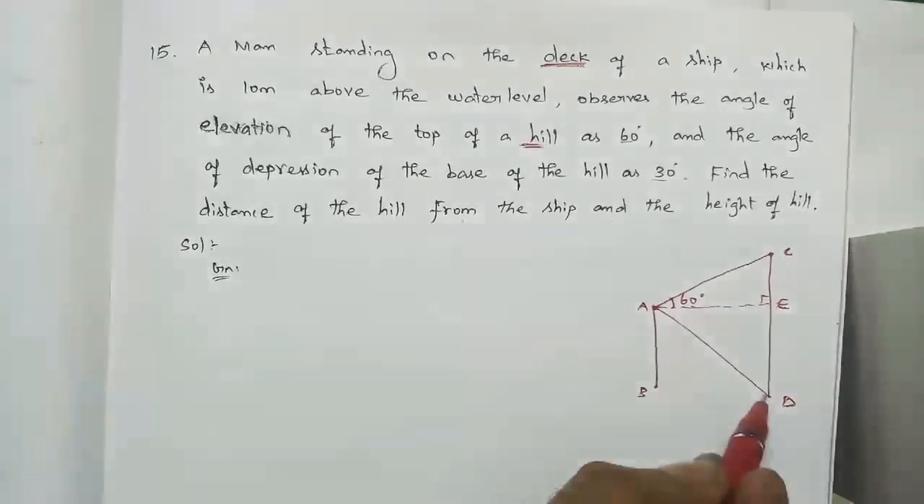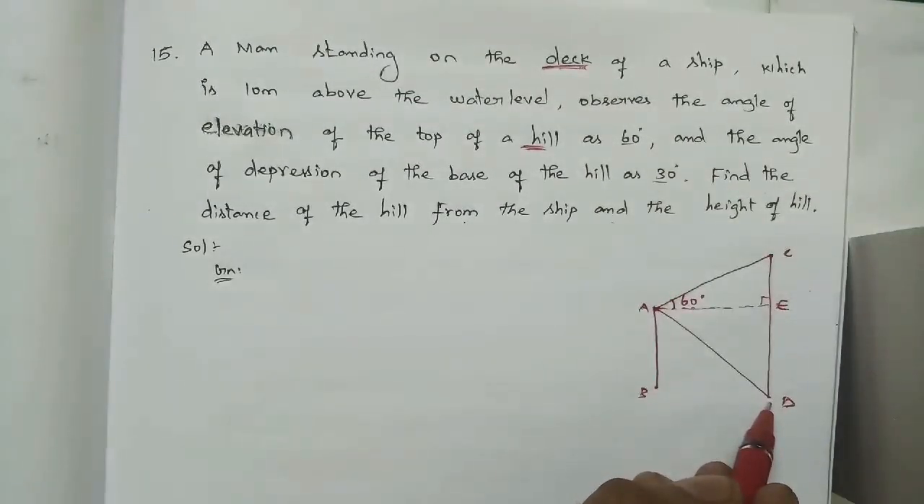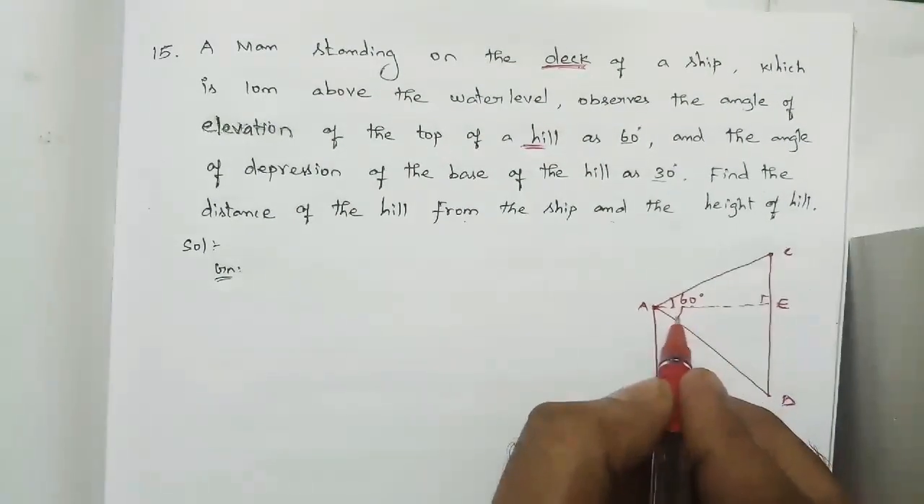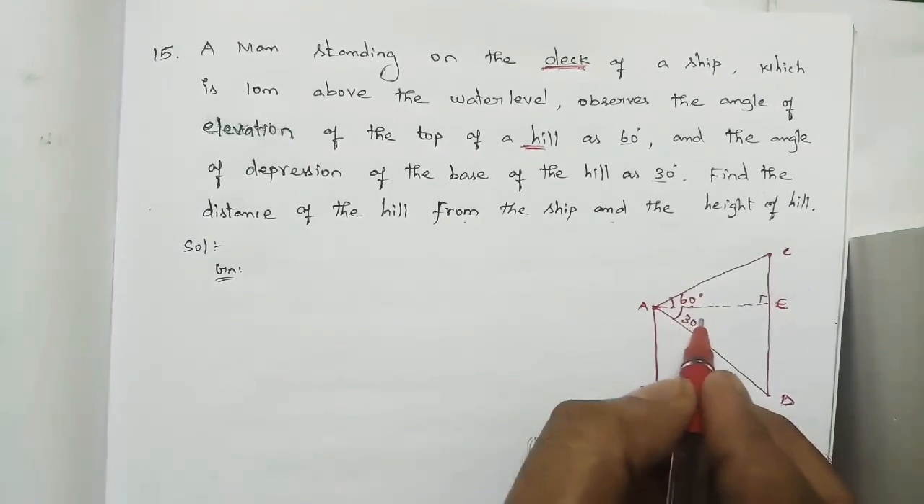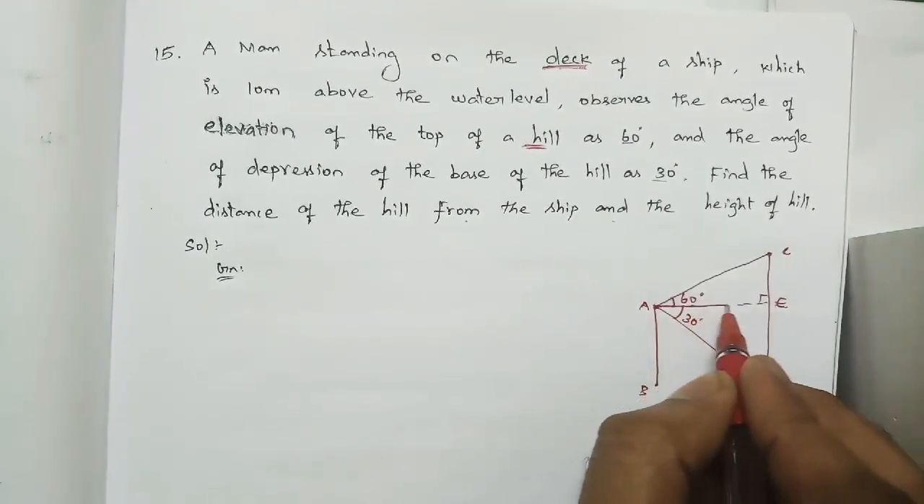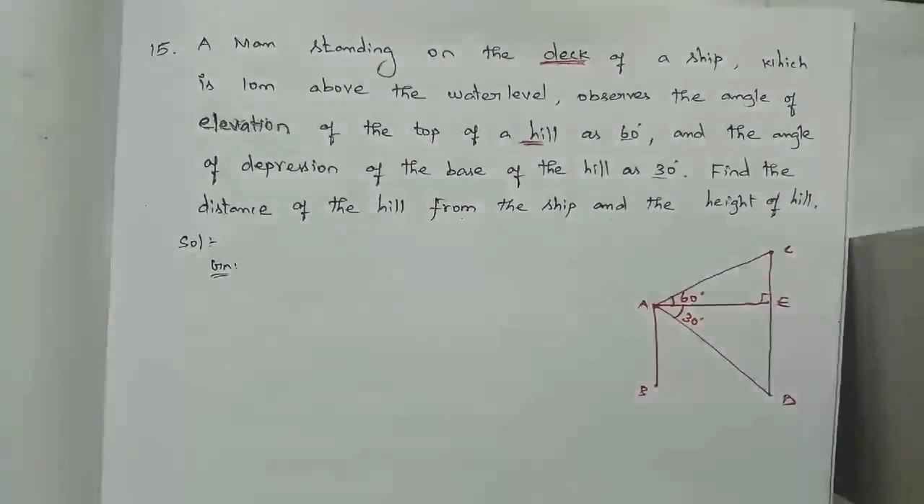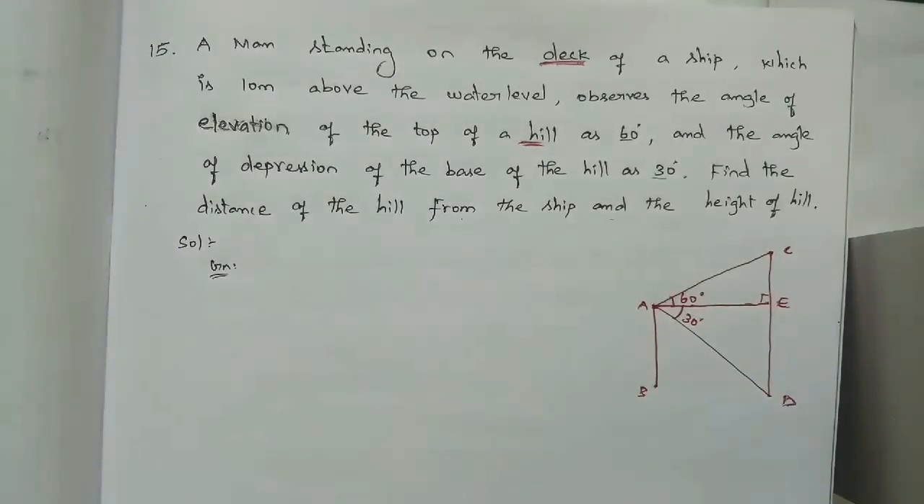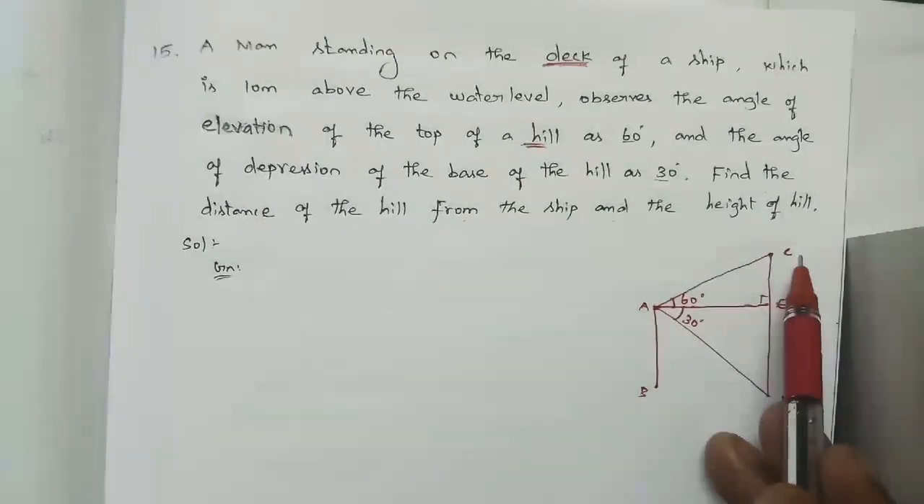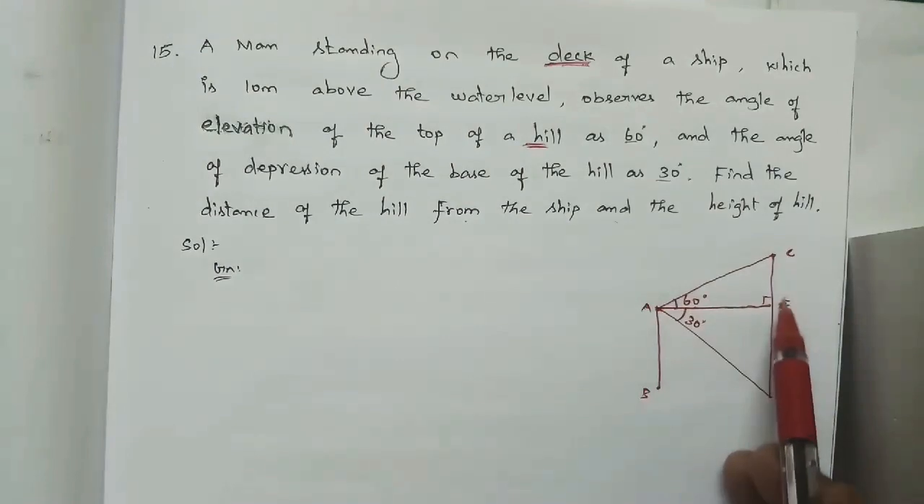And they are observing the base of the hill at an angle of 30 degrees, right? Understood? So now we have two right triangles, right? What are the two right triangles? We have AEC, which is one right angle triangle.